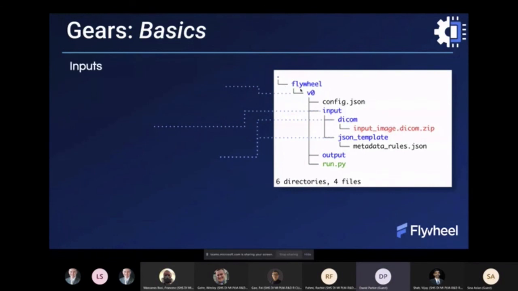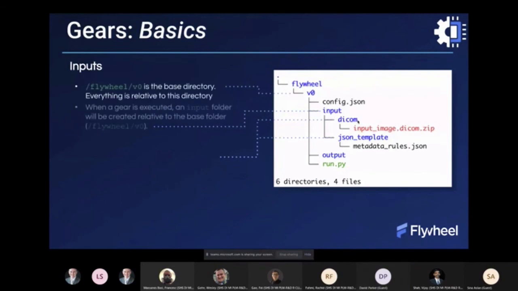Everything starts in this Flywheel v0 directory. And from here, we have the config.json that is generated by Flywheel when you select your configuration settings and your input settings and you click Run Gear. And you have an input folder. Any input files that you're working on, images, text files, anything like that, will go in here.